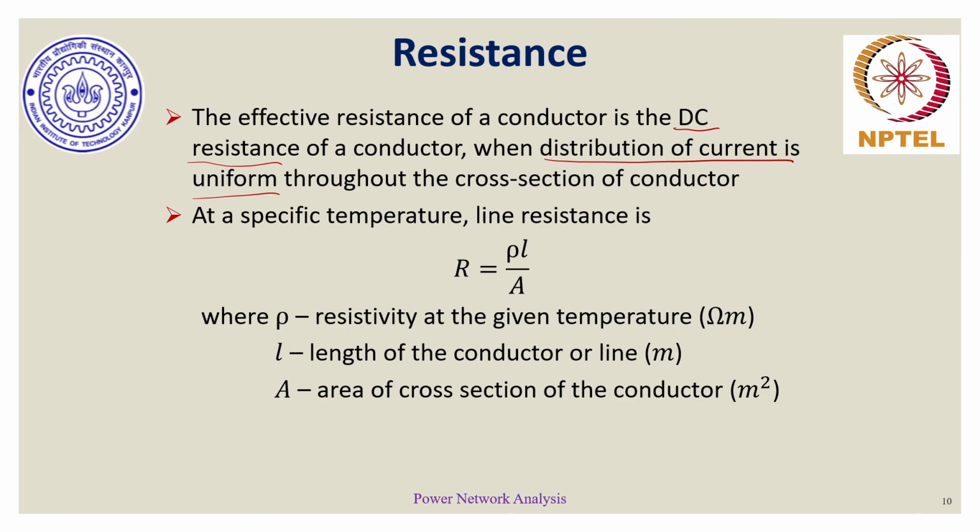And this resistance tends to be dependent on certain properties. It depends on the line length of the conductor. It also depends on the cross-sectional area of the conductor, and on the resistivity of the conductor at a given temperature. Different materials, copper, aluminum, steel, have different resistivities, and hence for the same cross-sectional area and the same length, different materials tend to have different resistance values.